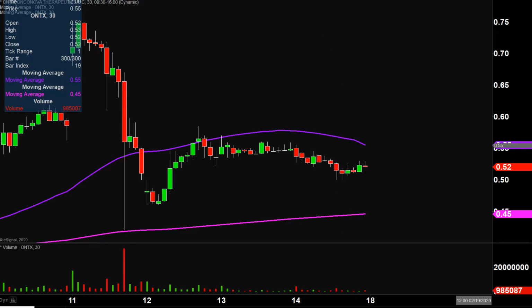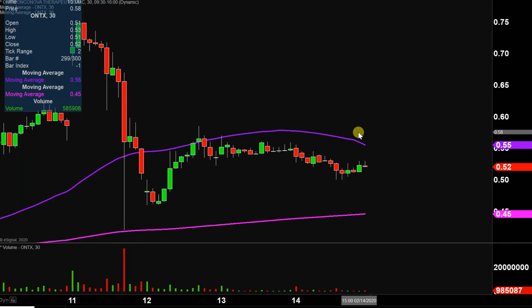So the first level that a lot of people are going to be watching is this purple line here as an area of resistance, and that is the 50-period moving average, and the current value of that is right there at 55 cents. So 55 cents is going to be that first key level that, like I said, a whole lot of people are going to be watching for the very, no pun intended, simple reason that it's the 50-period simple moving average.